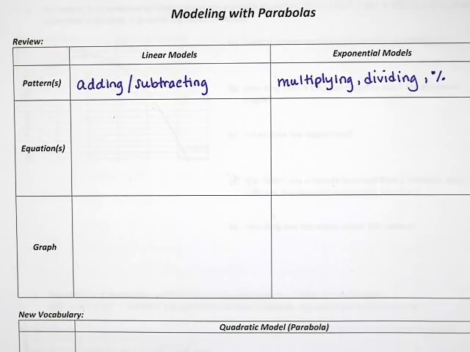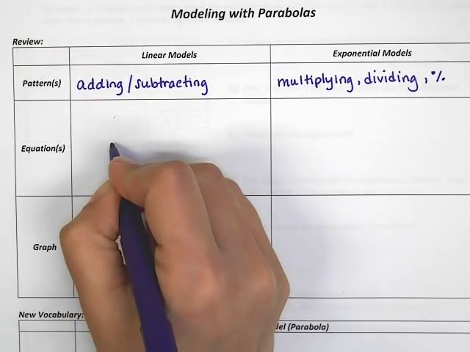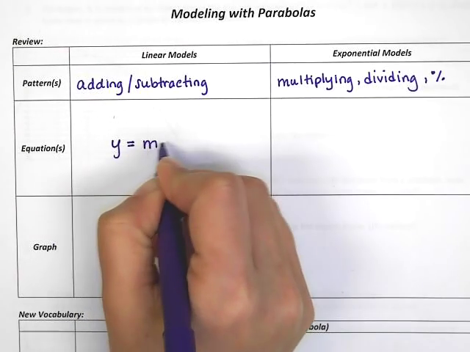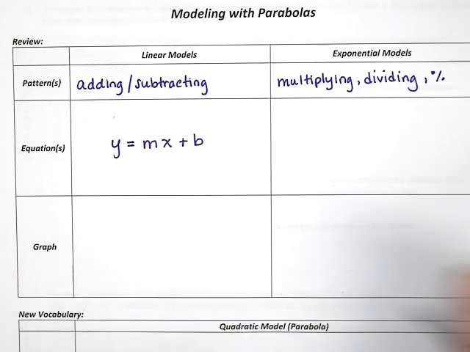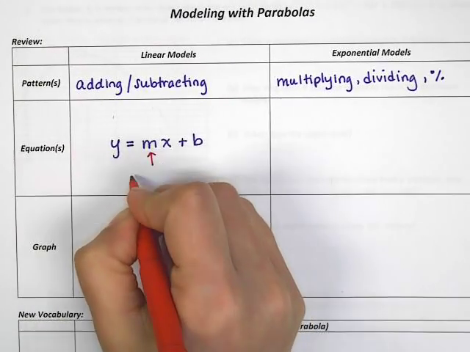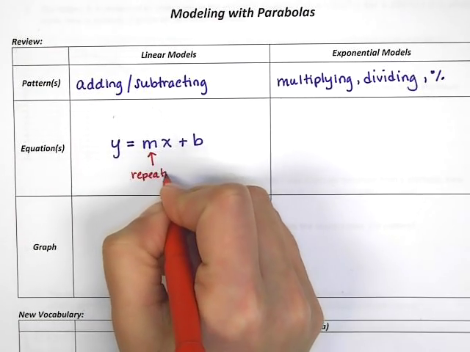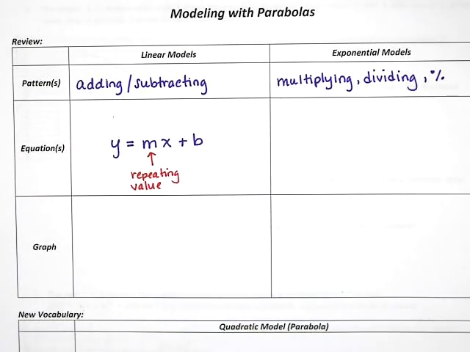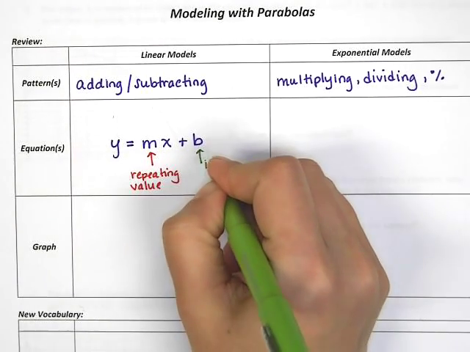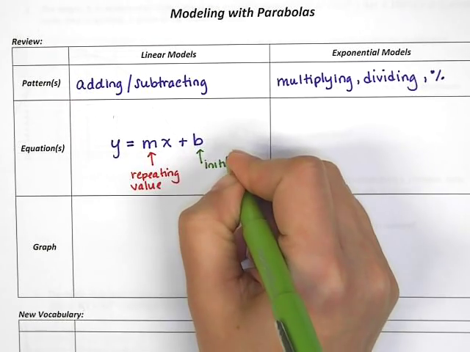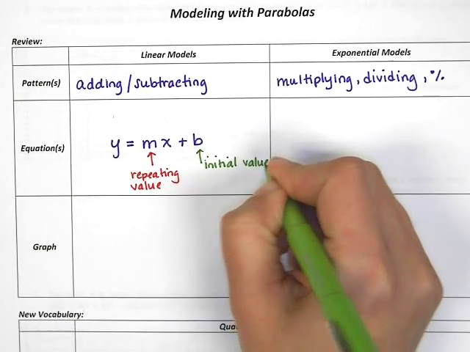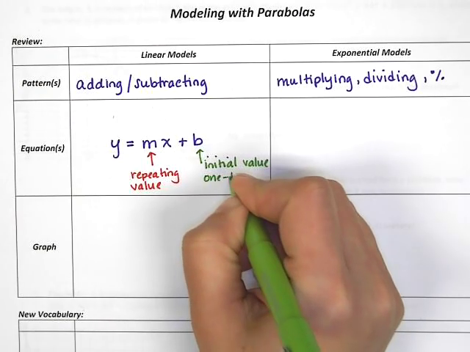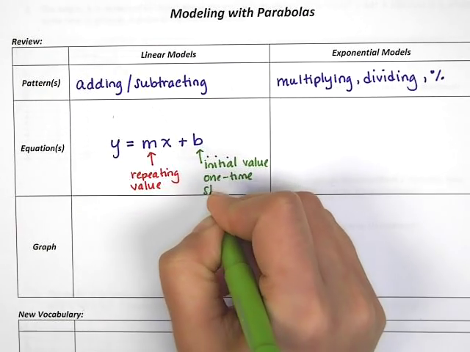Now, when we write a linear model equation, the equation looks like this. y equals mx plus b, where m was the repeating value. This was the thing that was being added or subtracted every time, and b was the initial value. It was a one-time thing, and it was your starting amount.